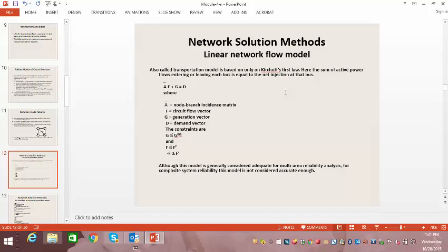But the impedance or the admittance of the transmission lines are not taken into account. Of course, you have also to observe that the constraints of generation are satisfied, which means that the generation is less than the maximum possible, and the flows in the lines have to be within limits in both directions.